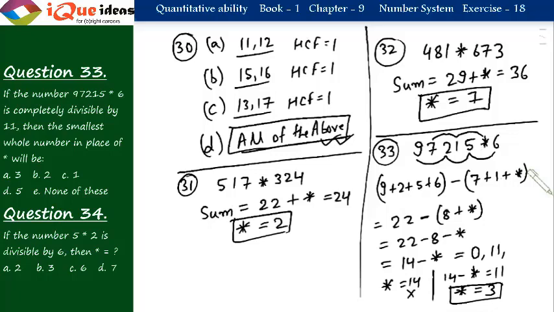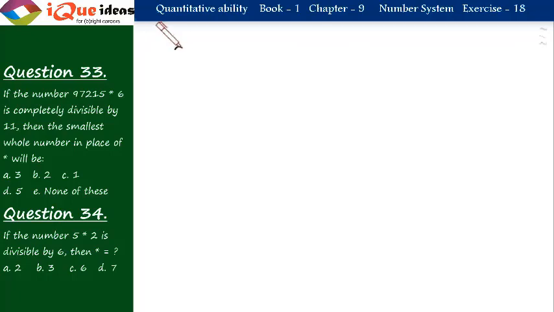Now let's consider question number 34. In question number 34, it says 5*2 is divisible by 6. Now 6 is 2 into 3. So the number should be divisible by both 2 and 3. Now for the number to be divisible by 2, the last digit has to be even. Here the last digit is 2, which is even. So it is divisible by 2.